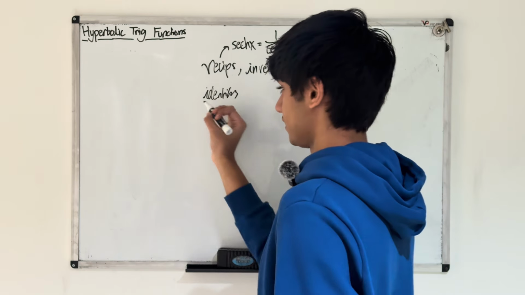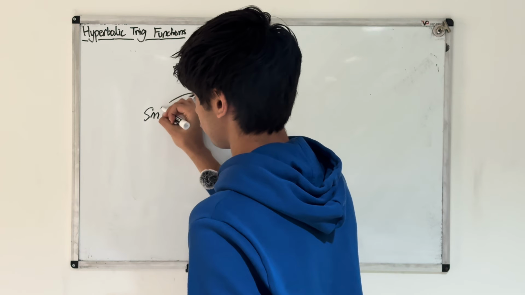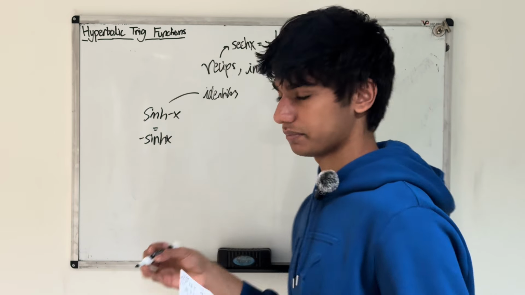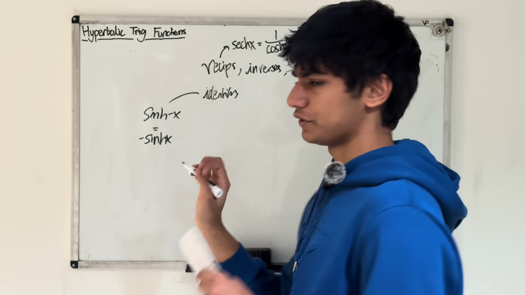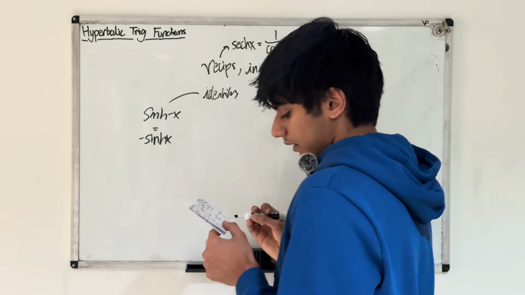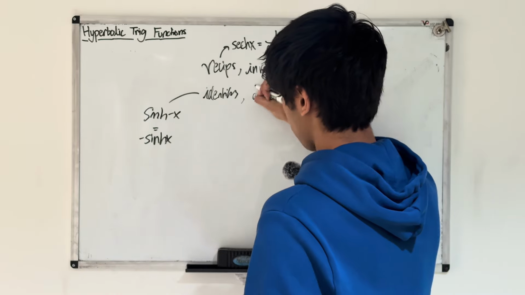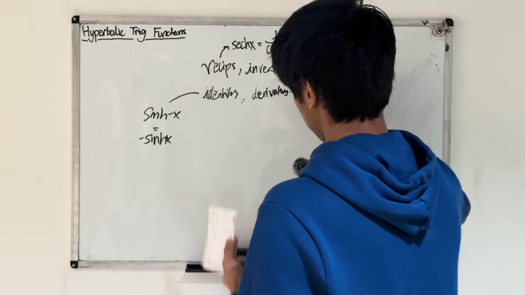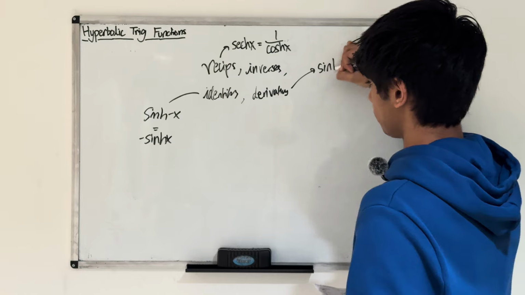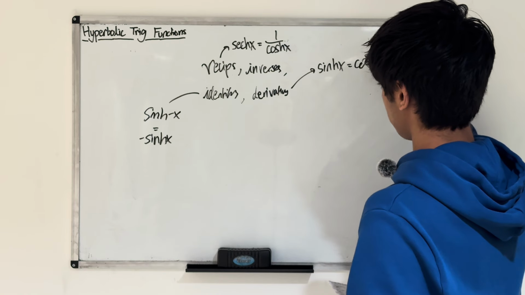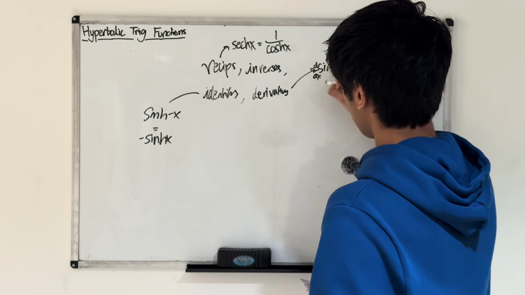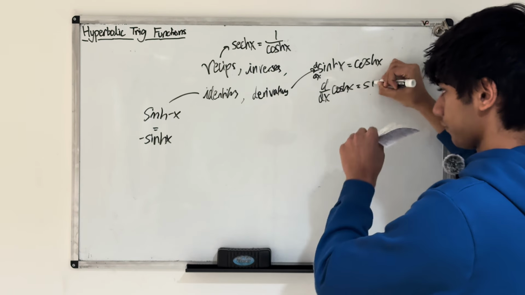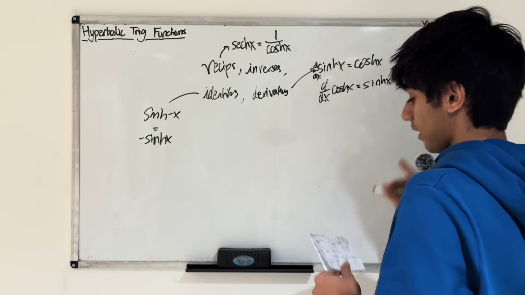We also have identities like sinh of negative x is equal to negative sinh of x, which should make some sense visually. You can do that on your own. Derivatives also are pretty similar between trig and hyperbolic trig. So some derivatives: the derivative of sinh of x is equal to cosh of x. Derivative of cosh of x is equal to sinh of x. So a little difference there, it doesn't equal negative, it equals positive.